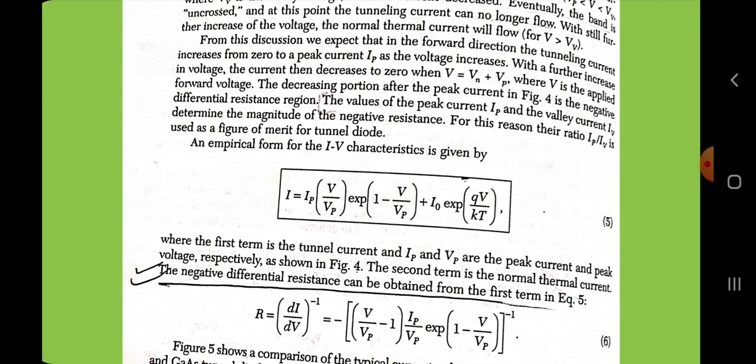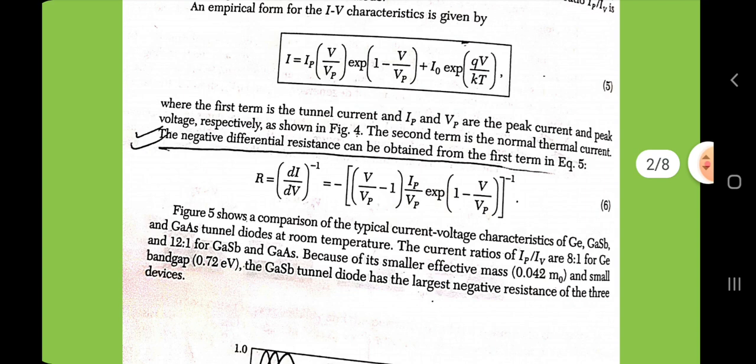The negative differential resistance can be determined from the first term of the above equation, and the value R is equal to (di by dv) to the power of minus 1. This is equal to minus [(V divided by Vp minus 1) Ip divided by Vp exponential of (1 minus V divided by Vp)] to the power of minus 1.